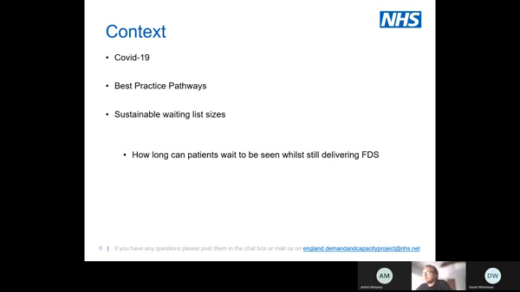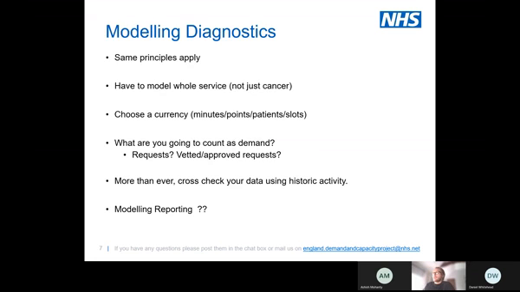And then linked to that first point, we'll talk a bit about sustainable waiting list sizes and what we can do using the demand and capacity models to get an idea of what your sustainable waiting list size is and how much additional capacity you need in order to bring your sustainable waiting list down to the right level. So over to you.